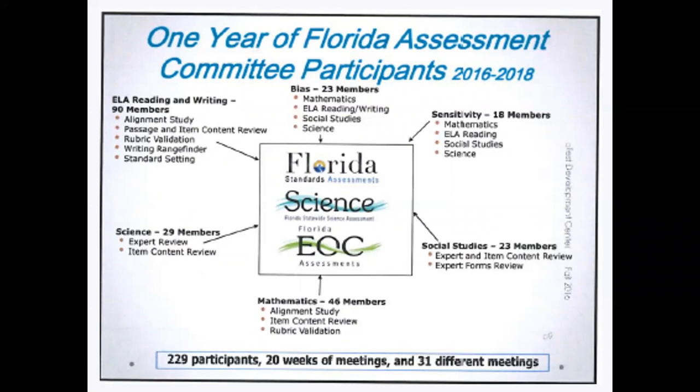They had an alignment study, an item content review, and rubric validation. And for social studies, they had 23 members, and they had expert and item content review and expert forms review. And I'm reading all this out because I know the picture isn't the best on this one. So in all, they had 229 participants over 20 weeks of meetings and 31 different meetings. So they really put a lot of effort into making Florida's assessments quality assessments that really measure what they are intended to measure.